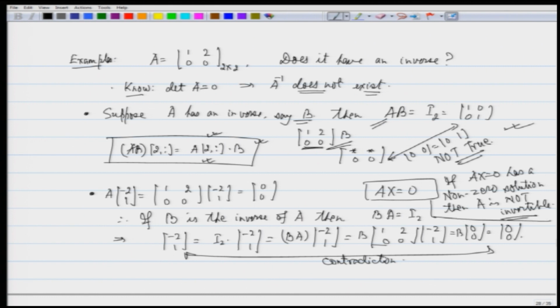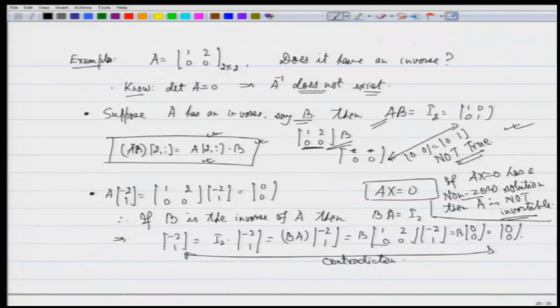We are able to relate the inverse with solving a system of equations. And what is the system of equations? It is a homogeneous system, and we are relating it with a non-zero solution. 0 is always a solution of the homogeneous system, because A times 0 is 0. Fine. Let us look at another example.